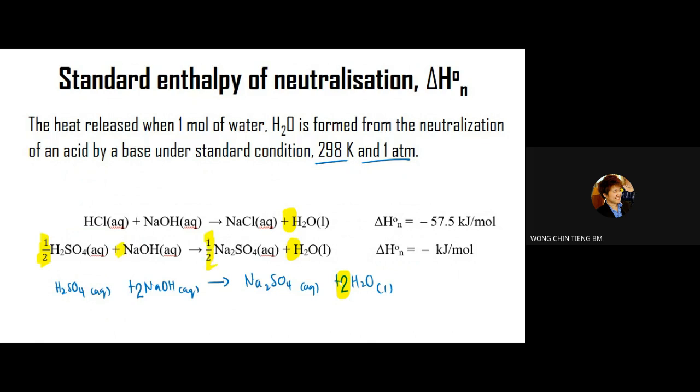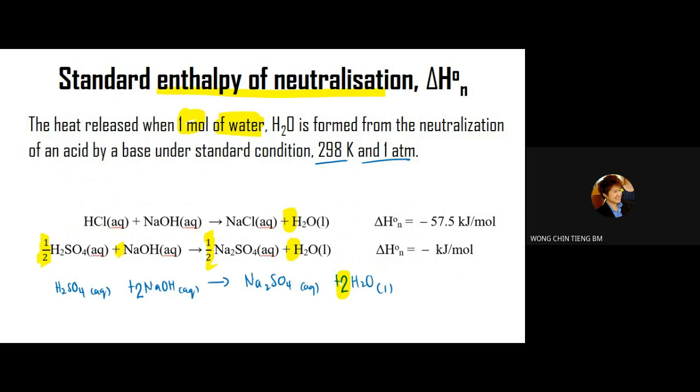Cuma saya nak ingatkan satu benda, in your standard enthalpy of neutralization, your one mole is sitting with water. Kind reminder, please remember. And I don't know whether you realize or not, if you don't and if you're lucky enough, and oh, I'm not holding any of your class. If I got time, I can show you.